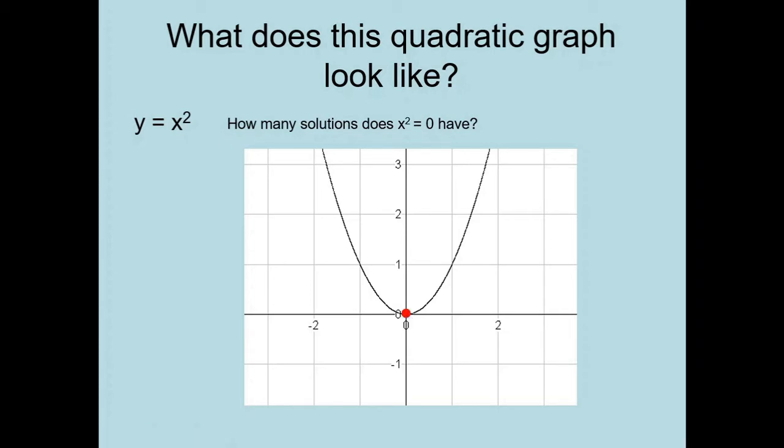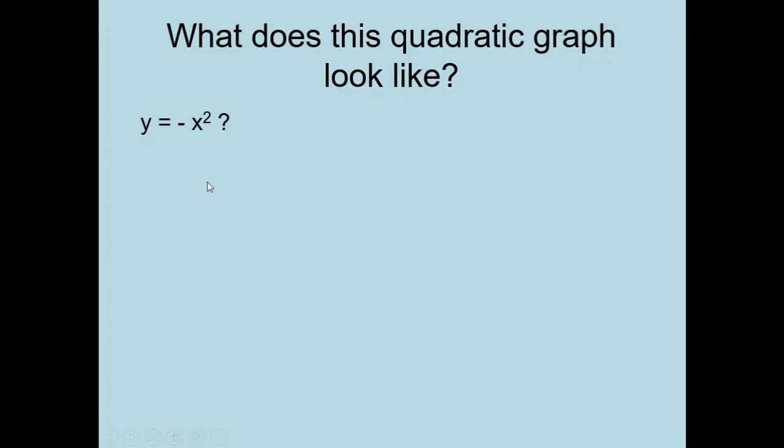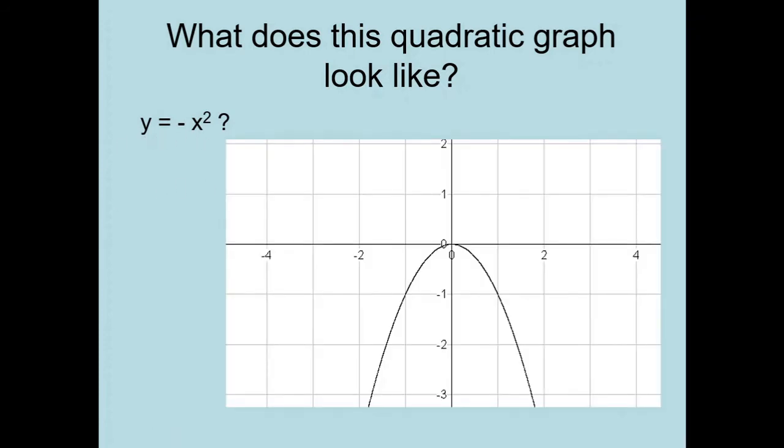Sometimes quadratics have one solution, sometimes they have two solutions, and sometimes they have no solutions. Now, what would this quadratic look like? y equals negative x squared. That's this one here. Notice it looks very similar to the y equals x squared graph. It's just the negative of that graph. When we've got a negative x squared term, like we said before, it's got that N shape.